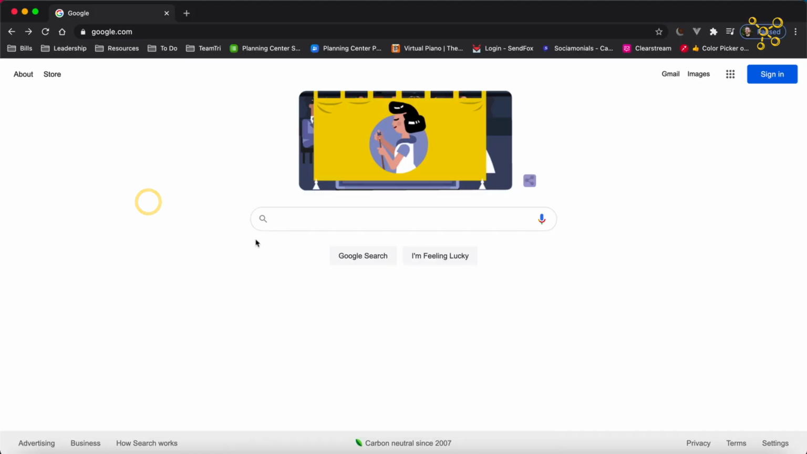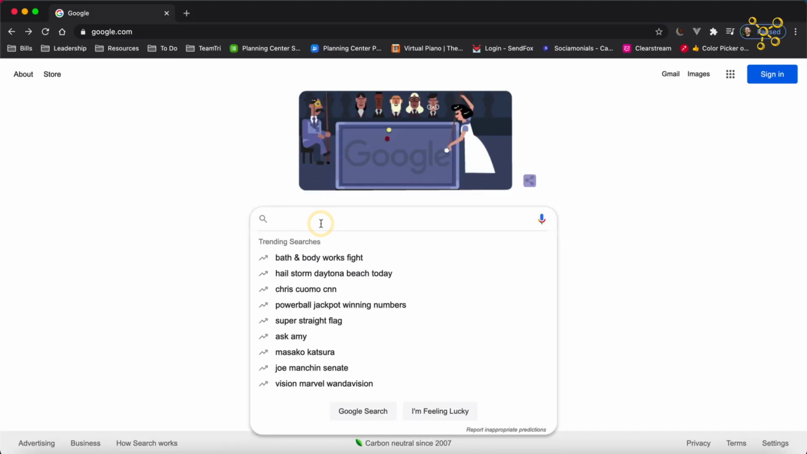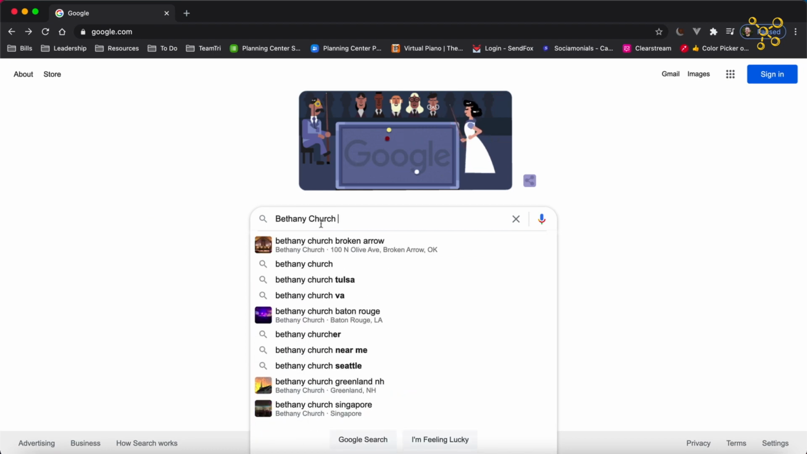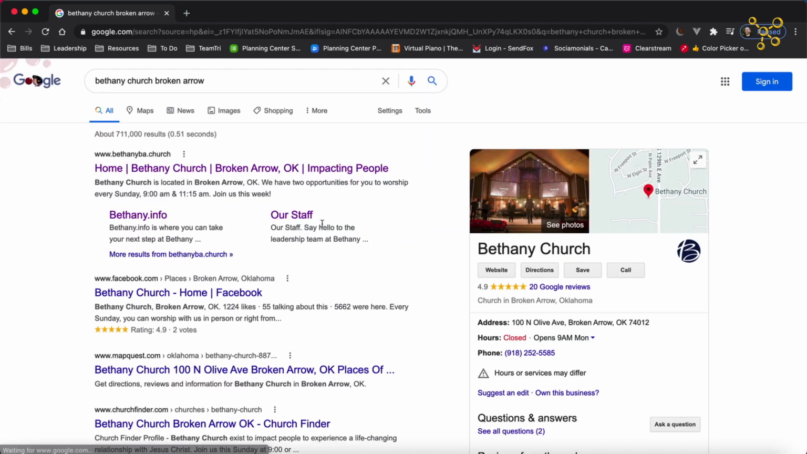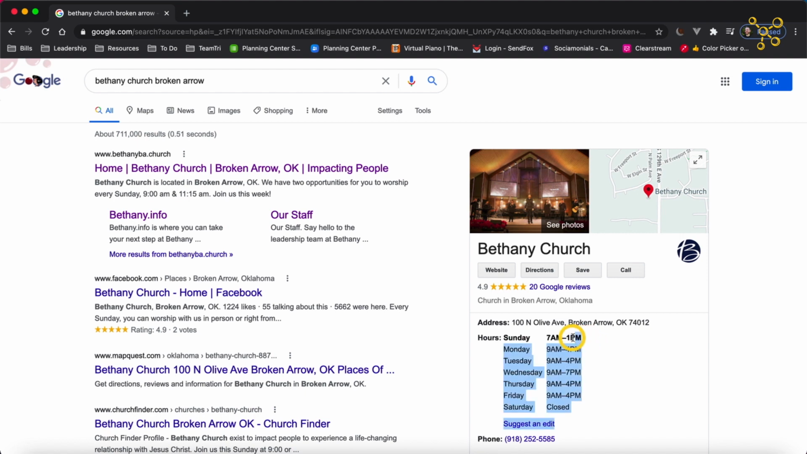Before we leave this first thing, I want to mention, if somebody searches for your church, most likely, hopefully, your church is going to show up in Google first, especially if they search for your specific church name. For us, it's Bethany Church. So if someone searches Bethany Church, Broken Arrow, we're going to be the first church that shows up. But the way Google works now is instead of redirecting people to the site, they are actually providing a lot of information right within Google, so you never even have to leave Google. Some of that information is your church's address and service times.